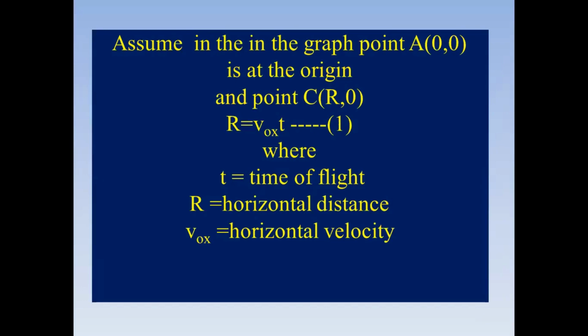As seen in the graph, point A is at the origin, and point E is at a distance r from the origin, at the same level as point A. The horizontal distance or range is equal to v0x times t, where t is the time of flight, r is the horizontal distance, and v0x is the horizontal velocity.